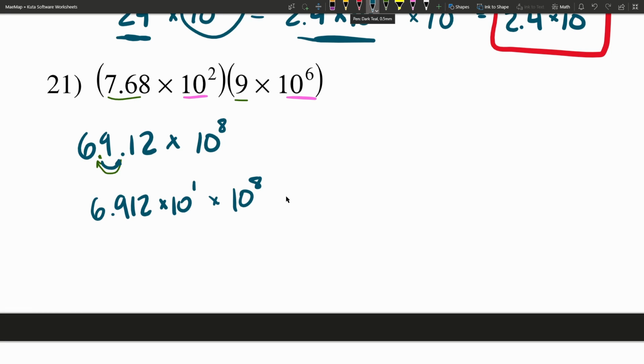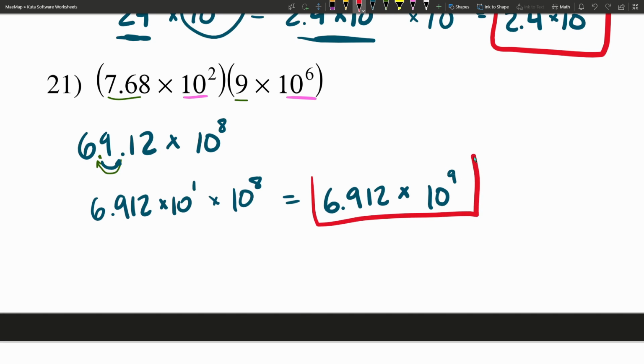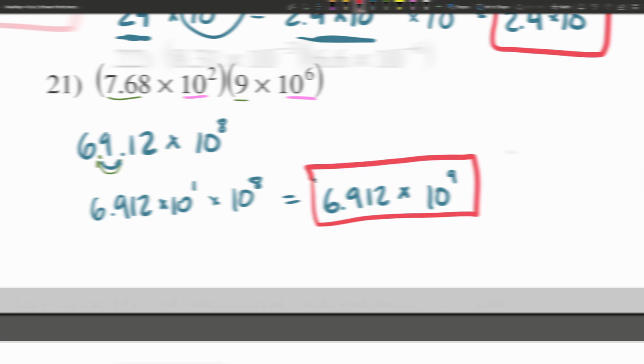So my last and final step to get this in scientific notation, I'm going to rewrite 6.912, but I need to multiply together 10 to the first times 10 to the 8th, combining those by adding that exponent of 1 plus 8 to get 10 to the 9th. 6.912 times 10 to the 9th.